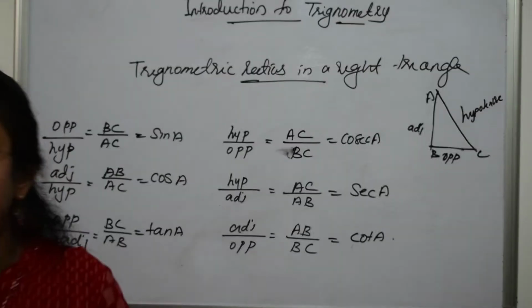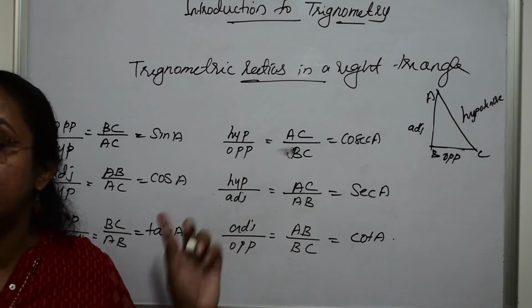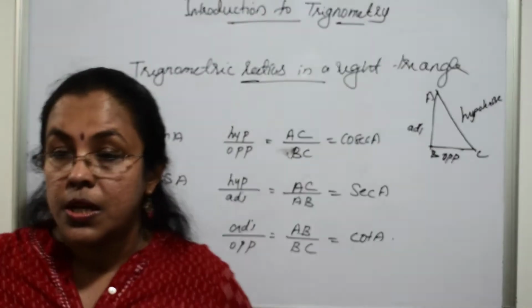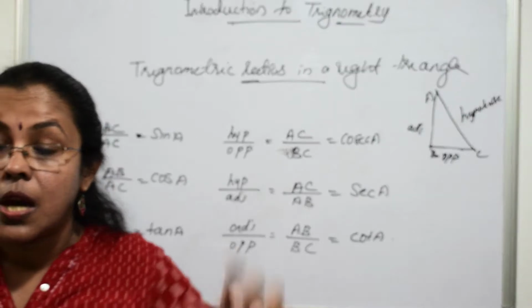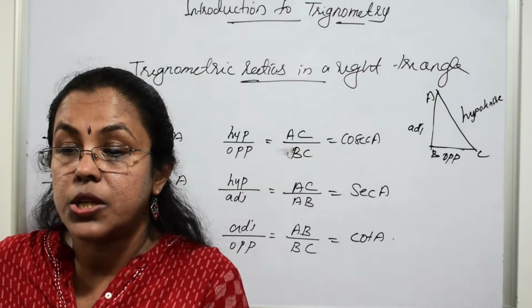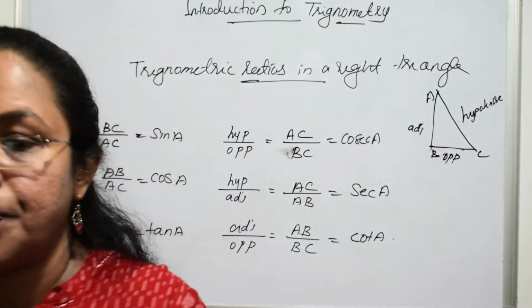Our brain will do that automatically. There is no need to worry about it. Remember the 6 trigonometric ratios. What are trigonometric ratios? Trigonometric ratios tell how the ratio of sides of a right triangle is related to its acute angle. Be clear with the concept.